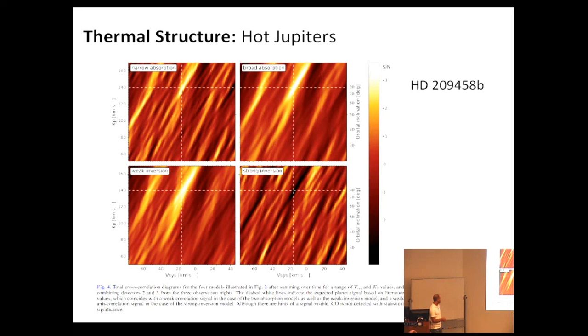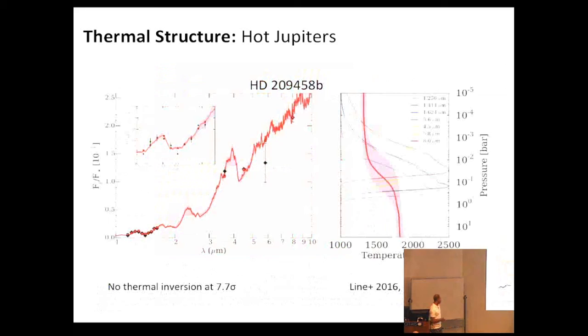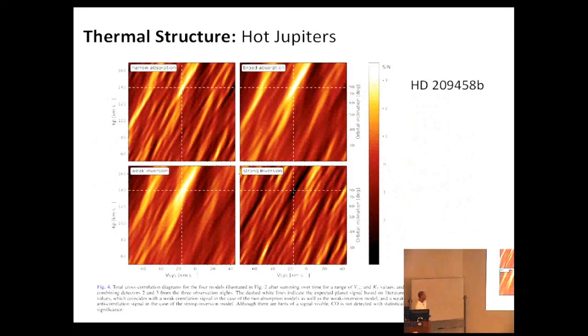The point being that if you have this strong white, yellowish white, that represents a sort of a hit. You're playing Battleship. It's like hit, hit, hit, miss, right? You miss with a strong inversion, and so that's not detected and ruled out. But they can't distinguish between narrow, broad absorption and a weak inversion, whereas with our data, we can. But this is really, really nice, that we get these consistent results for the same planet with very different techniques.